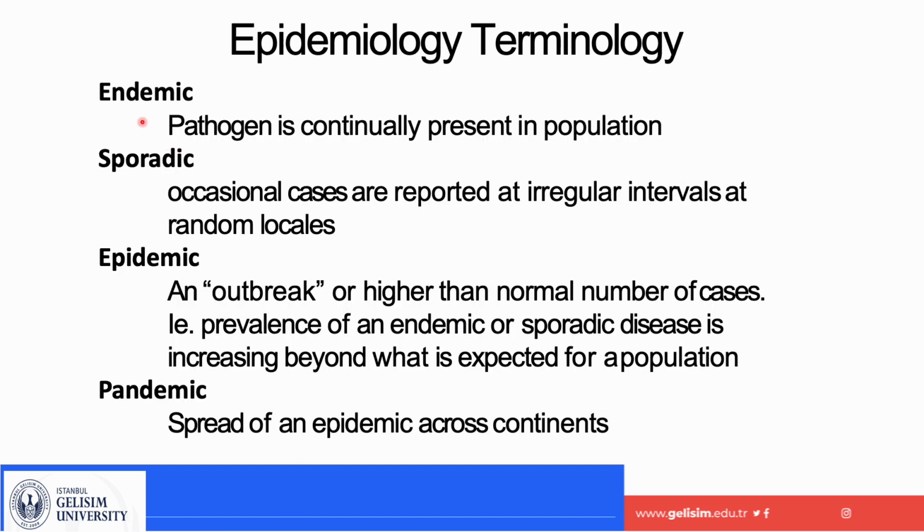So an endemic can be described as when a pathogen is continuously present in a population, for example, rabies in Morocco. They have an endemic of rabies. Sporadic is when we have occasional cases being reported at irregular intervals and random locations. An epidemic, on the other hand, is an outbreak or higher than normal number of cases of a disease in a population. And a pandemic is the spread of an epidemic across continents or globally, worldwide.